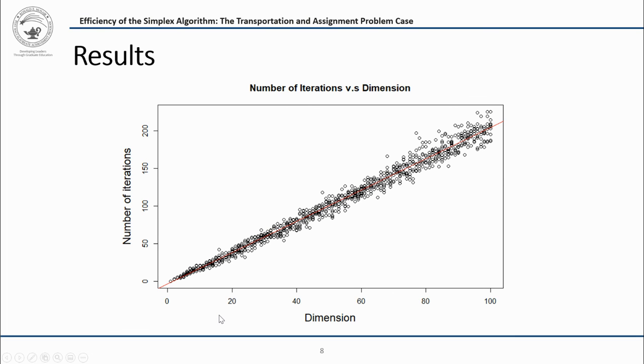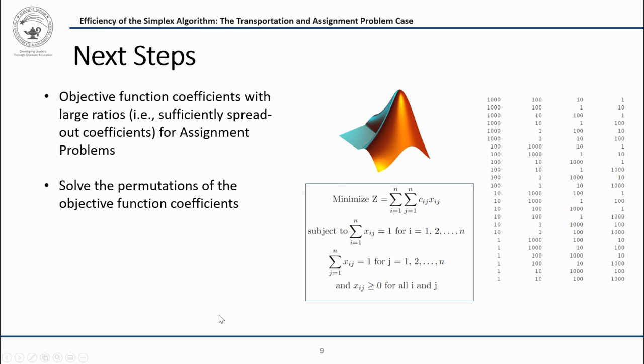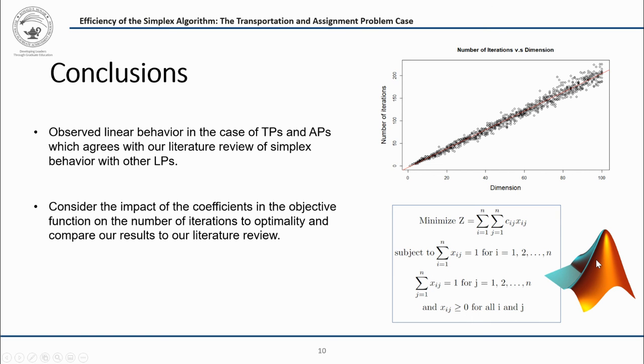In the next few weeks, we will be considering objective function coefficients whose ratios are quite large, in order to understand how the order of magnitude impacts the solving time of Simplex. This would be numbers like 1, 100, 1,000, 1,000,000, etc. In other words, we'll be using coefficients that are sufficiently spread out. We will then also solve the permutations of the objective function to further investigate how problem construction of our assignment problems and TPs may affect the number of iterations to optimality by Simplex. And so that is what I'm describing here, the permutations. These would be the different rearrangements for our objective function coefficients.